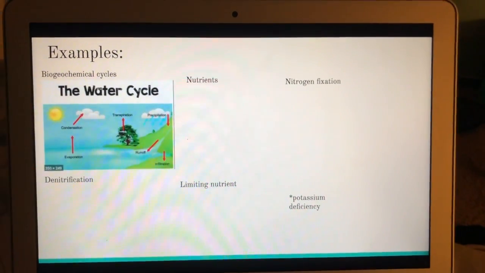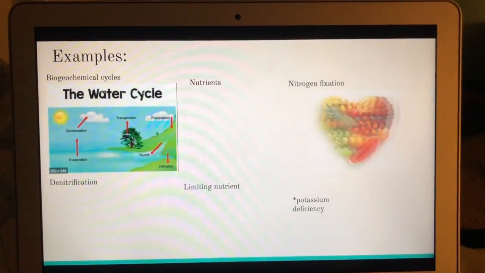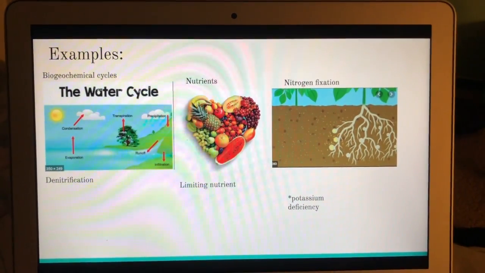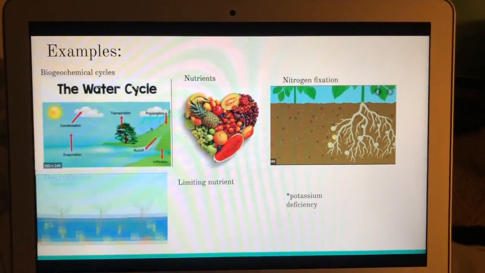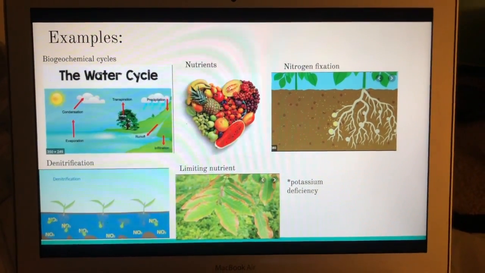An example of biogeochemical cycles is the water cycle, and this is a diagram of it. These are some examples of nutrients. This is an example of nitrogen fixation. This is a diagram of denitrification. This is an example of a limiting nutrient.